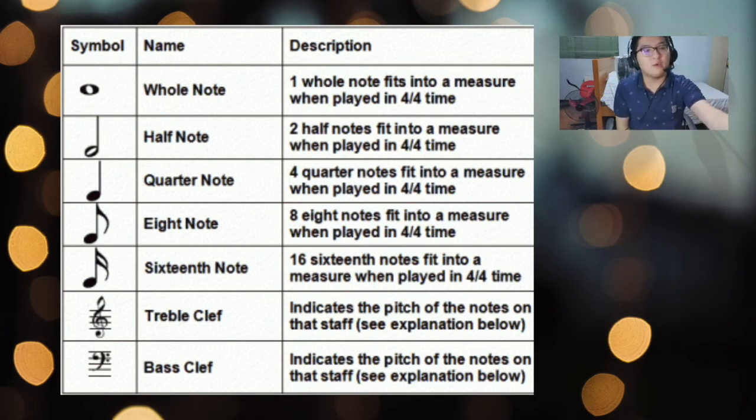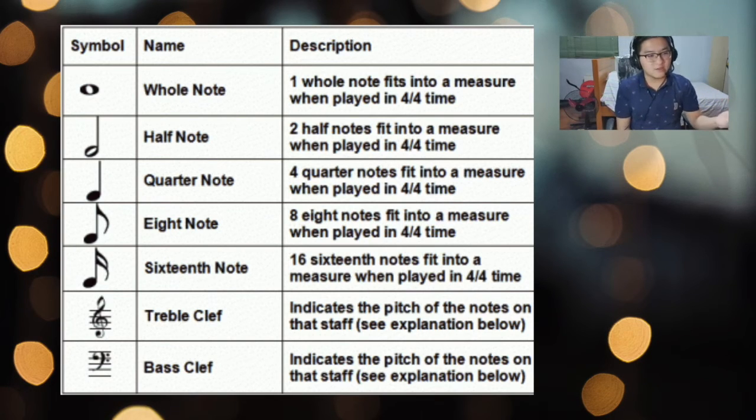Now, a whole note means that we are playing one whole note in one measure that is being played in 4/4 time. So it would sound like this. 1, 2, 3, 4. So for 4 counts. Next, we have the half note. For half notes, 2 half notes fit into one measure. So it would sound like this. 1, 2, 3, 4. This would go on and so forth, increasing in number of times. We have the quarter note, 8th note, and the 16th note.